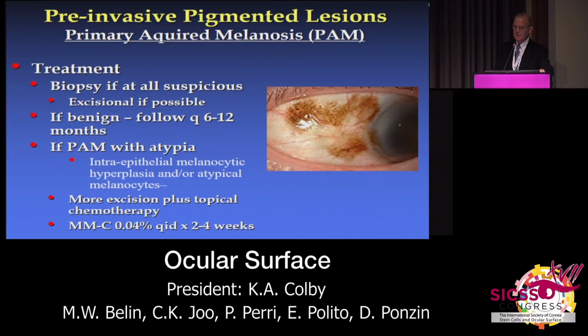If there's atypia on the biopsy, which would be intraepithelial melanocytic hyperplasia or atypical melanocytes, then you want to be more aggressive, more excision if possible with topical chemotherapy, which usually is mitomycin C, 0.04% QID for 2 to 4 weeks cycled on and off.